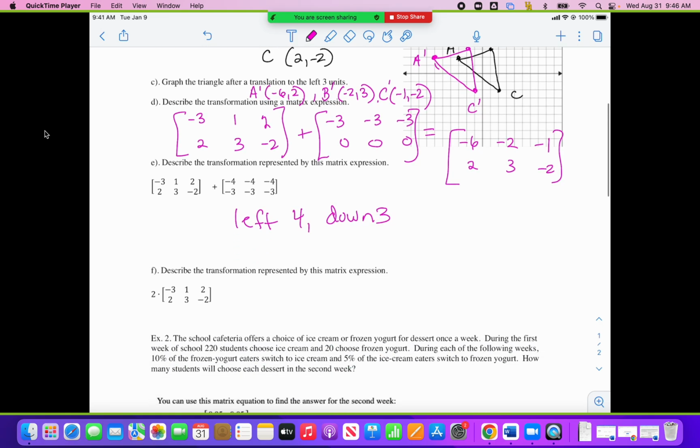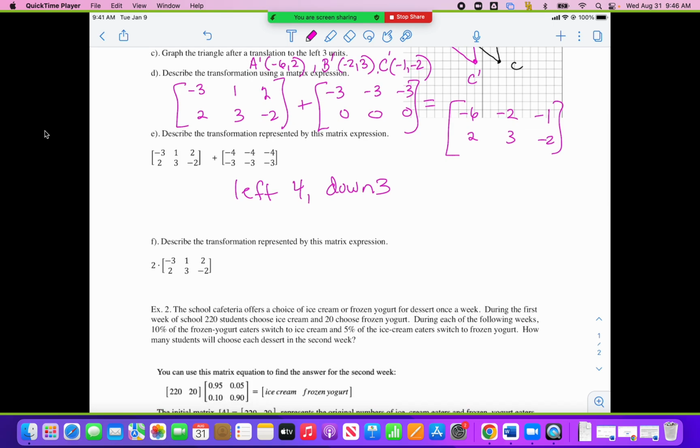All right, letter F. Let's see if you can remember some geometry. What if I put a 2, that was our scalar, we described that on Monday. If I put a 2 out front, can we use some geometry vocabulary? What would be the transformation of 2 times? Anybody remember? Yeah, Brennan? Dilation. Good job. Yeah, that's a dilation of 2.